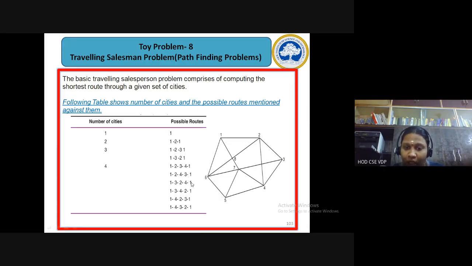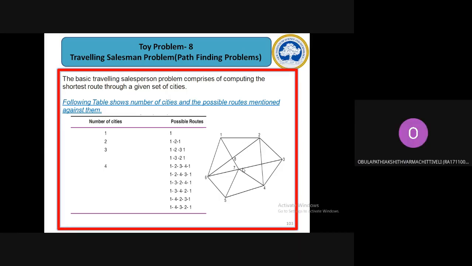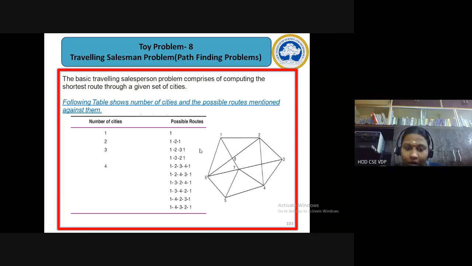Third combination: 1, 3, 2, 4, 1. Yeah, that is possible because from 4 to 1 you have a path. No, 4 to 1 direct path you don't have. From 1 to 3 also we don't have a path. 3 to 1, 3 to 1 also you don't have a path. Yeah, so this combination, first one is right.